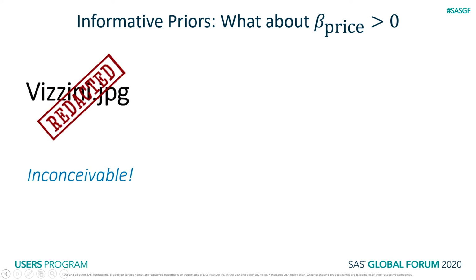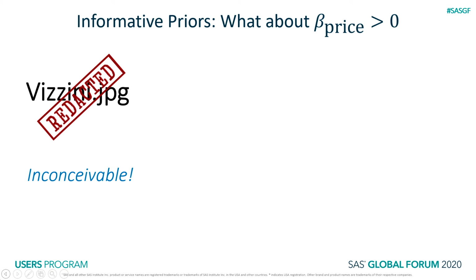No, probably not. As Vizzini from The Princess Bride would say, it's inconceivable. So if you haven't seen this movie, please do yourself a favor. Go watch The Princess Bride tonight. Something to do during quarantine. Classic. Vizzini, if you have seen it, says that this is inconceivable, cannot happen.